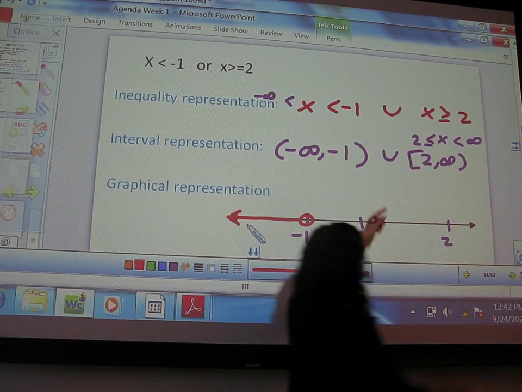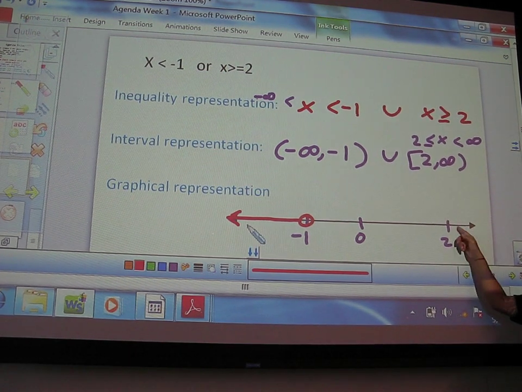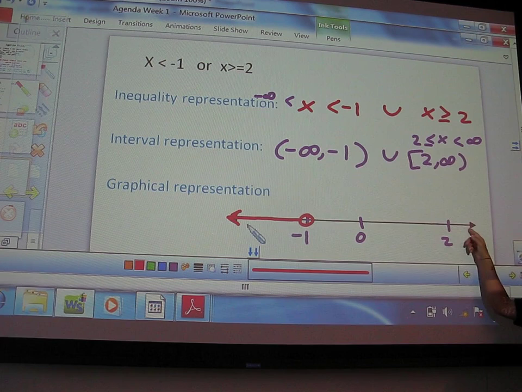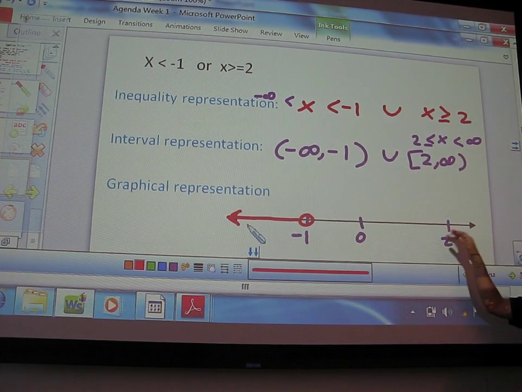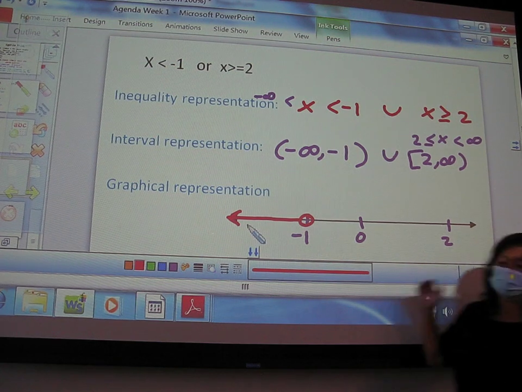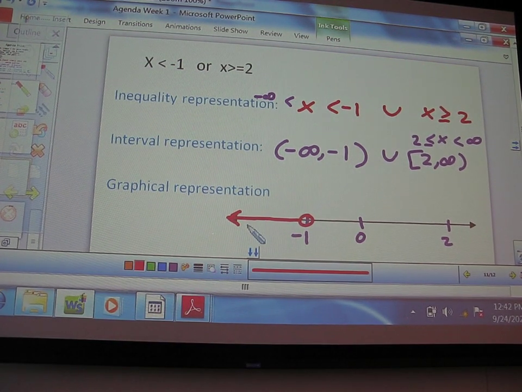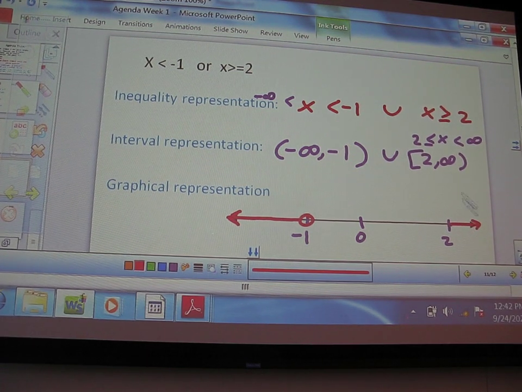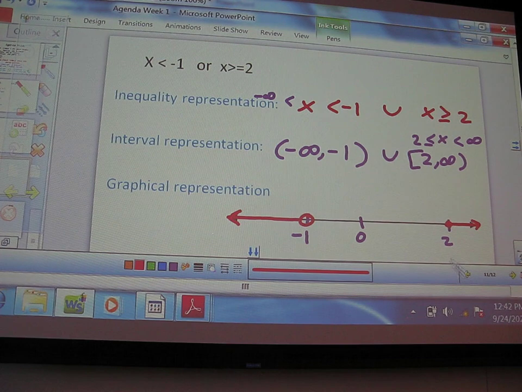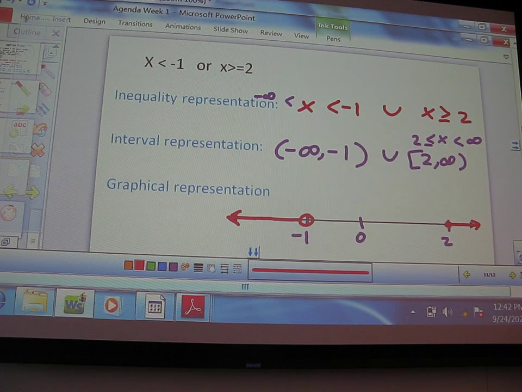And then I also have 2 to positive infinity. Right? So I'm not this way. And this means both of them. So this one or this one. Either one's fine. Now, can I touch 2? Yes, so it's going to be a closed circle. Good? Everybody with me on this part?